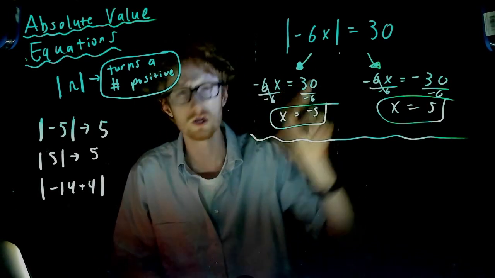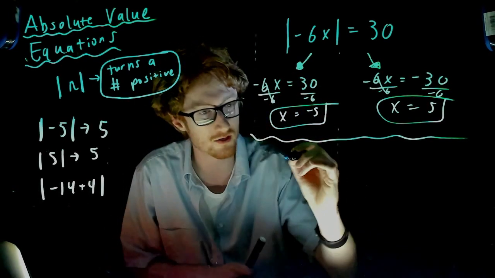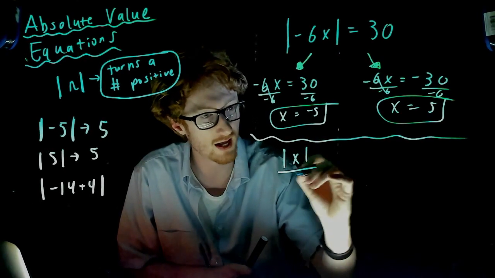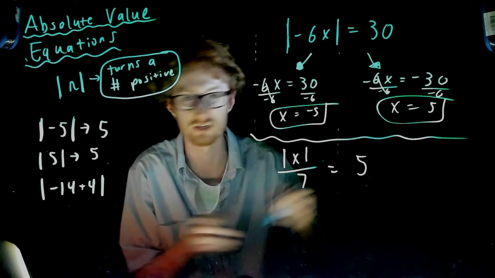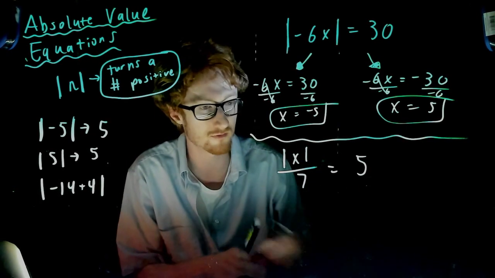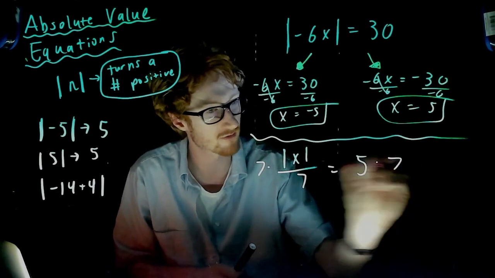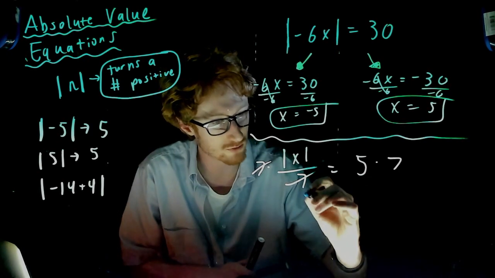Let's do one where you have a little bit more work to do before you do the split, okay? Let's do one where you have the absolute value of x divided by 7 equals 5, okay? Now we know how to, again, ignore the bars for a second, because we got to deal with this 7 first. Well, how do you get rid of the division? You get rid of it by multiplying, right? So you multiply by 7 on both sides. So this will just be absolute value of x equals 35.